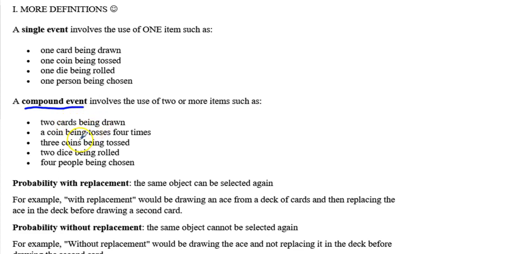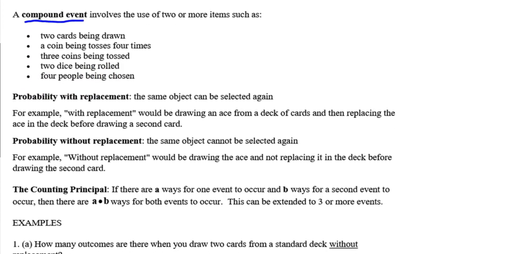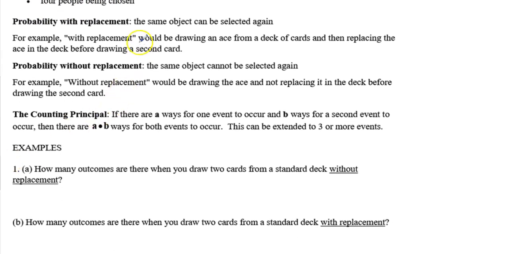Two cards being drawn, a coin tossed 4 times, 3 coins tossed, 2 dice being rolled, 4 people being chosen, etc. Hopefully this is obvious, but probability with replacement means you're going to replace that object and it can be chosen again. So if I draw an ace from a deck of cards and then I put it back, it's possible to draw that ace again, and so there's still the same amount of cards.